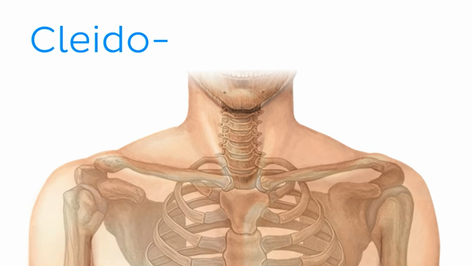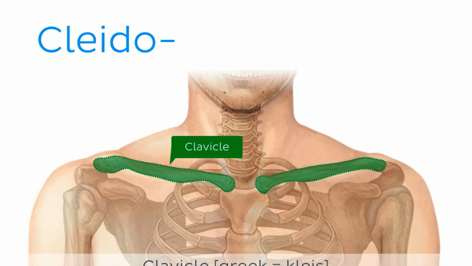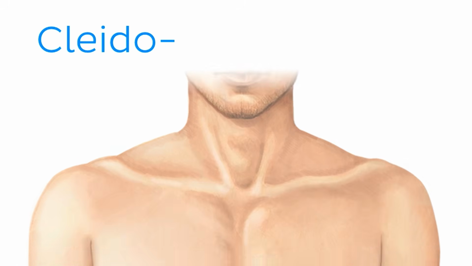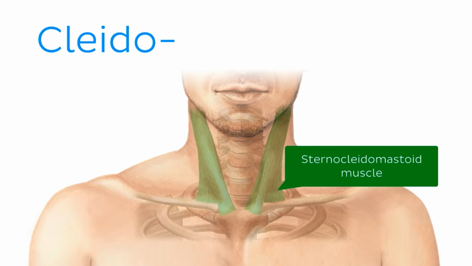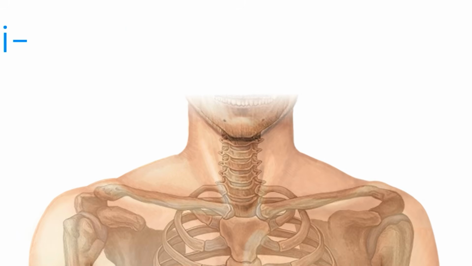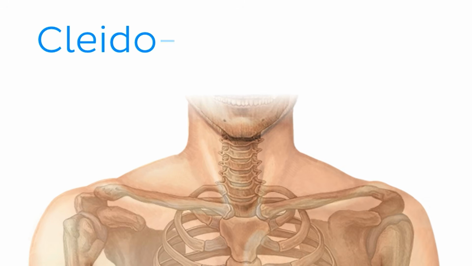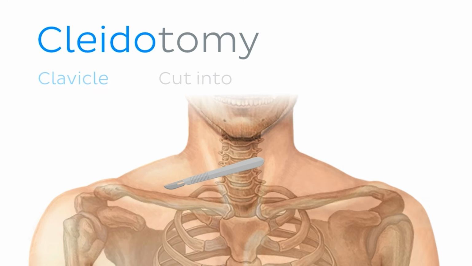Another one is cleido, which refers to the clavicle or collarbone. But you actually know this one already if you think about it. Sternocleidomastoid. You know, that muscle which reaches from the sternum and clavicle to the mastoid process. Of course, we also have the term clavi, as an example clavipectoral, but it's important that we're aware of both. For example, we have a procedure known as cleidotomy, which involves a surgical division of the clavicle.